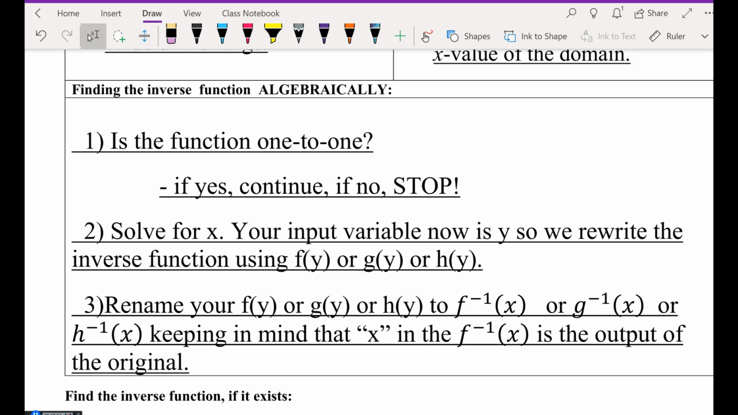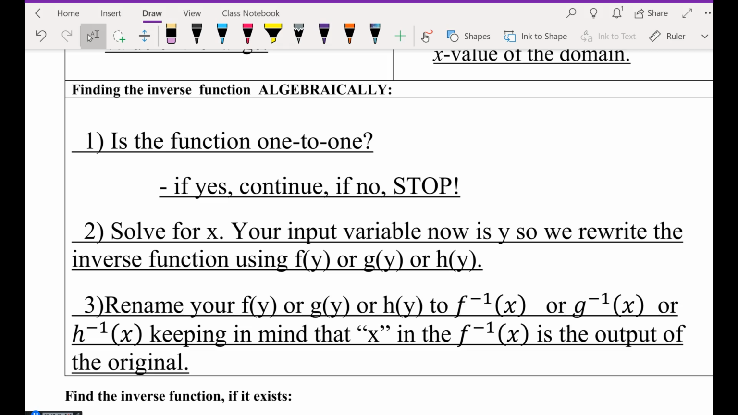Mina, can you help me read number 2, please? Solve for x. Your input variable now is y. Will you write the function? Perfect. Up until this point, you have always seen y equals. True or false? The reason you see y equals is because x is the input. Does that make sense so far? But guess what? Once it's an inverse, what's happening to x and y? It's switched. It's really now x equals. So which one's the input? Y. That's right. So can you see how the notation is now switched?